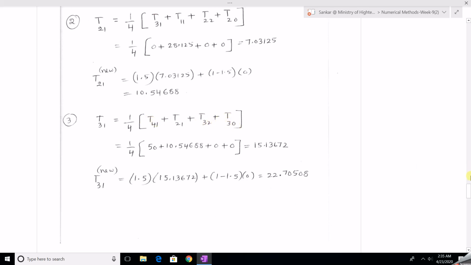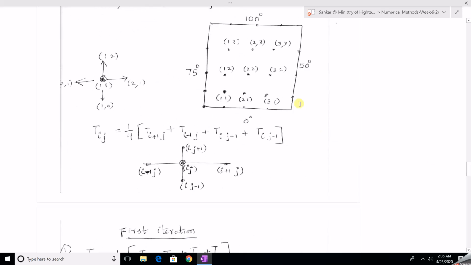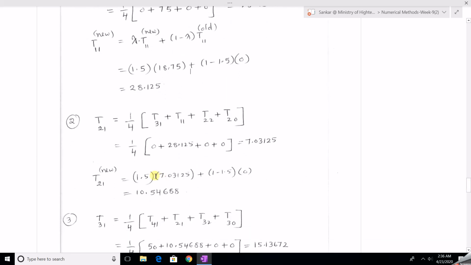And T41, if we look at this, this is T41. T41 is 50 because this edge is at 50 degrees centigrade. And here this is T30, this edge is 0, so T30 is 0. And T32 is also 0 because initially all the temperatures inside are 0. And T21 is the value we just got. So we will keep all those values.